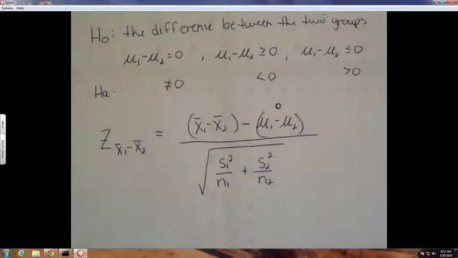Two examples, one by hand, one by program. Hypothesis testing. So all those steps are still there.